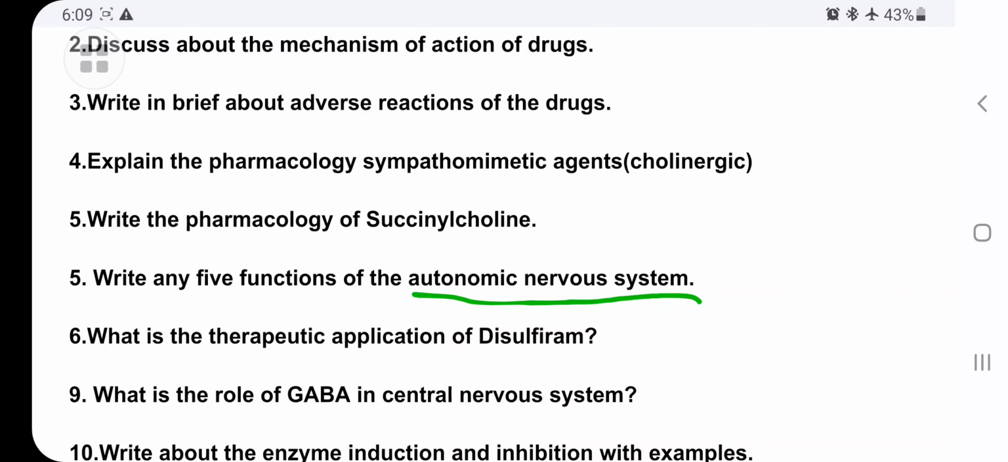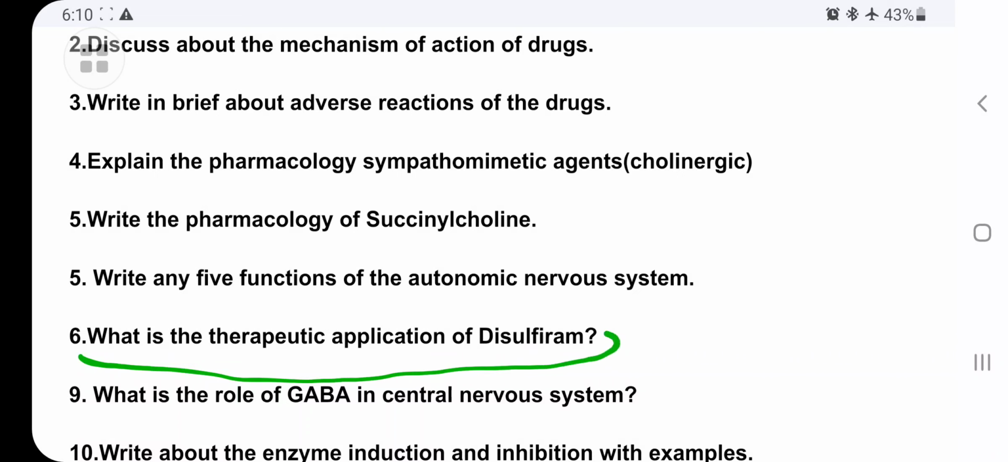And what is the therapeutic application of disulfiram? You have to write the therapeutic application of disulfiram. You know that disulfiram is the drug which is used to stop the use of alcohol. If a person is drinking a huge amount of alcohol, then disulfiram helps to prevent him. Alcohol forms a complex inside the body, and whenever the person drinks alcohol, it will get vomited because of the complexation.